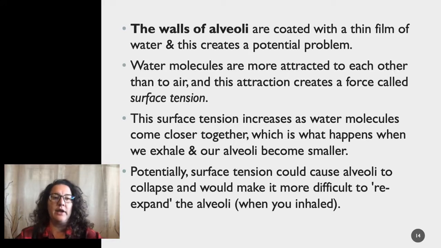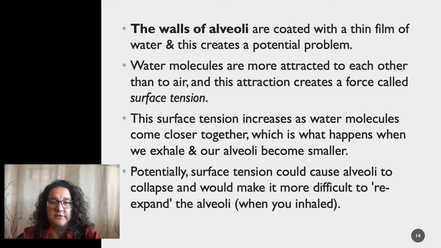The walls of the alveoli are coated with a thin film of water, and this could create a potential problem. The water molecules are more attracted to each other than air, and this can create a force called surface tension. Surface tension allows us to have that bulge on the top of a glass of water if you pour it really slowly, or allows water striders to skid on the top of water, or to float a little paper clip on the top of water. And that surface tension increases as the water molecules come closer together, which is what happens when we exhale. Our alveoli become smaller.